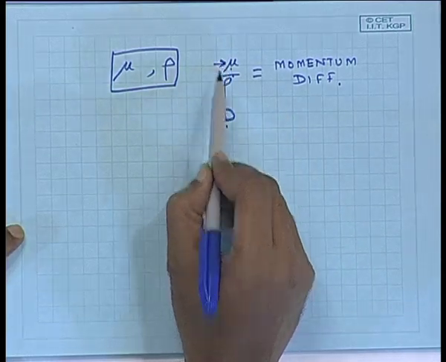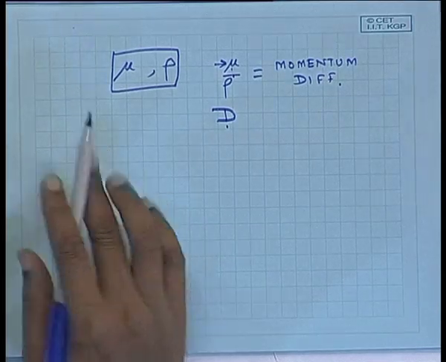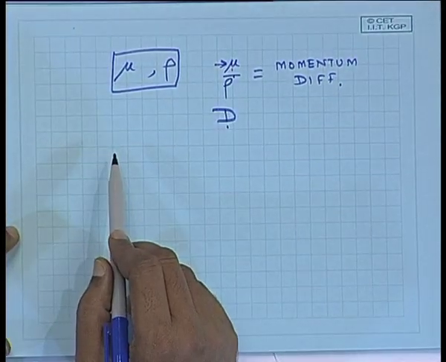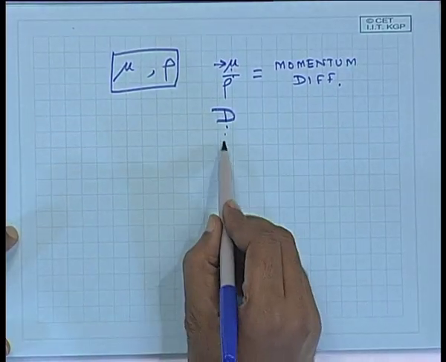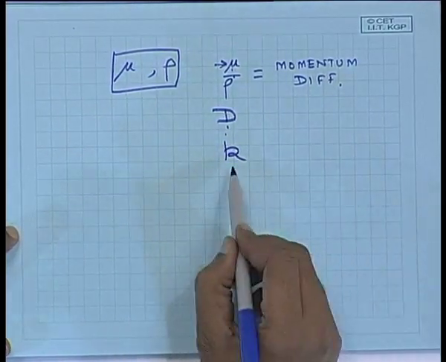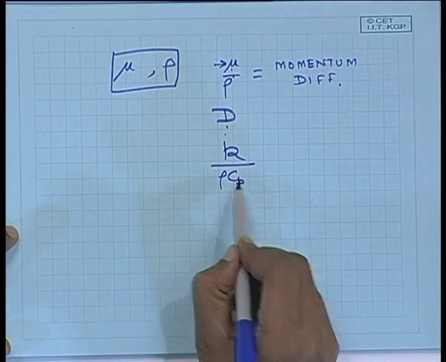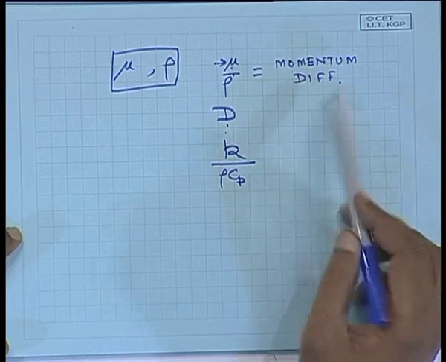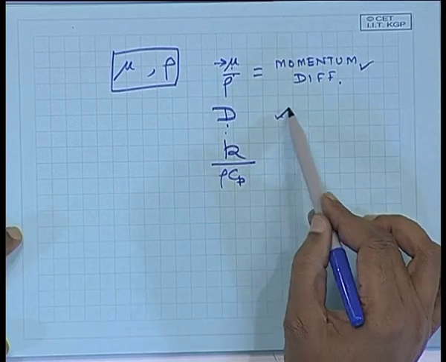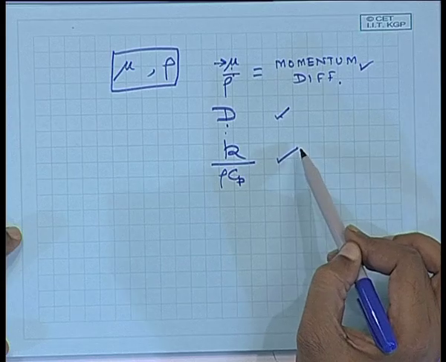Always look at the analogy. What should be in the numerator of thermal diffusivity? If it is mu, it has to be K, K by rho Cp. This is the thermal diffusivity. So you have three diffusivities: momentum, mass, and thermal.